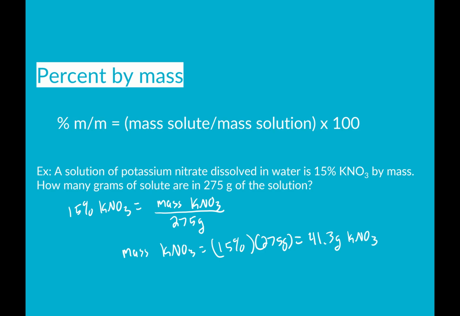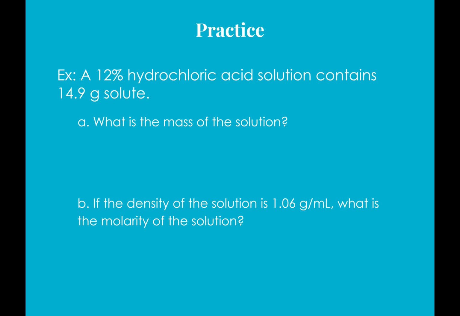So this is your pretty standard question, essentially identifying what mass of a solute is present if you know the percent composition of the solution in respect to mass. So let's look at a couple more examples of how we can adjust our equation and find a couple of other things using percent by mass.